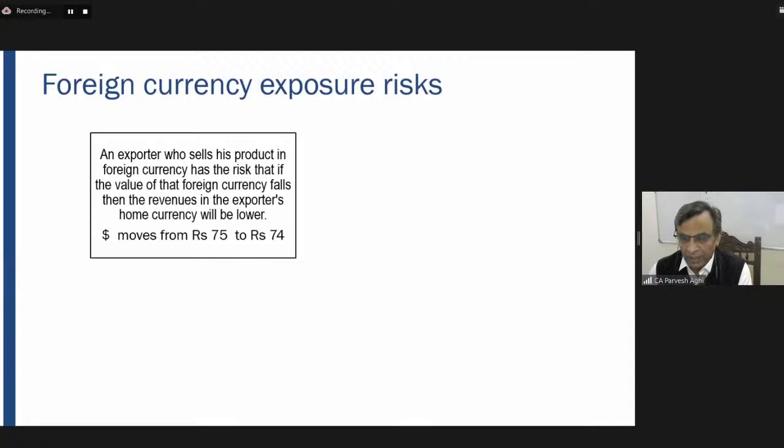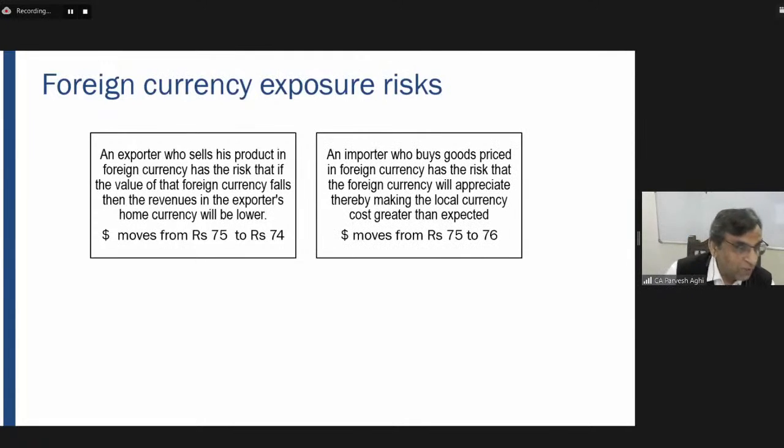It's going to hurt your bottom line. So if it happens that the dollar depreciates against the rupee, or the rupee appreciates, then the exporters get hurt. Now, many of the students ask these questions, so this is an explanation for that.